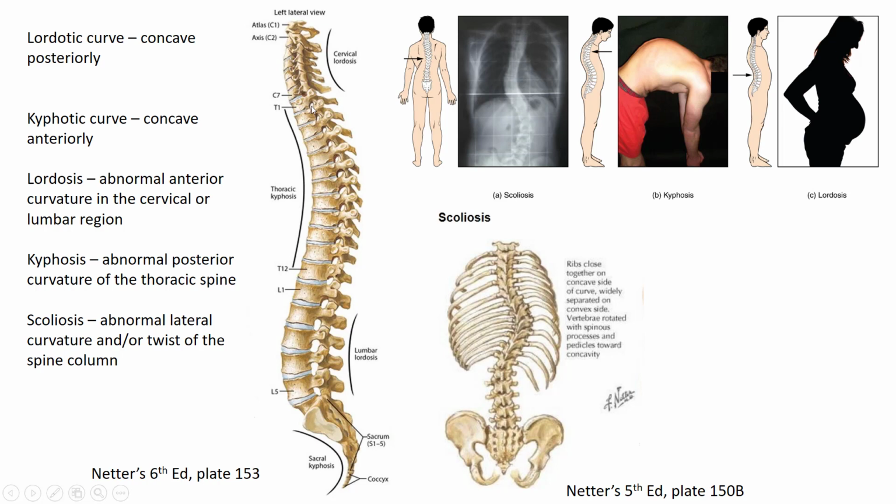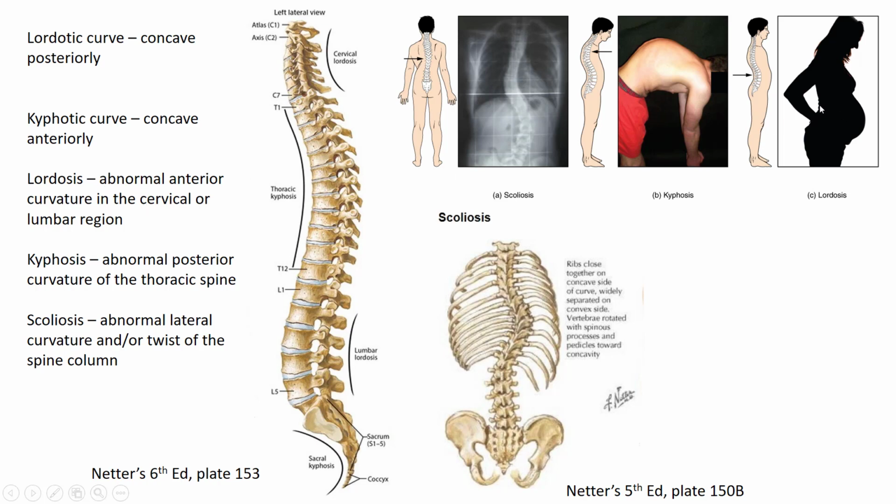This image on the left here shows the normal curvatures of the spine. So they alternate in the curvature. You have the cervical lordosis, the thoracic kyphosis, the lumbar lordosis, and the sacral kyphosis. And when you're using the word just in determining what type of curve it is, as in cervical lordosis, it just means the curve. But when you actually put it in capital letters as a disease process or a condition, lordosis means abnormal anterior curvature of the cervical or lumbar region.